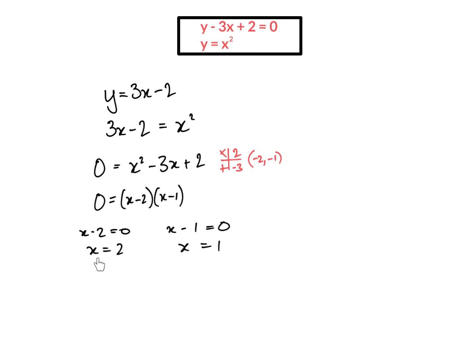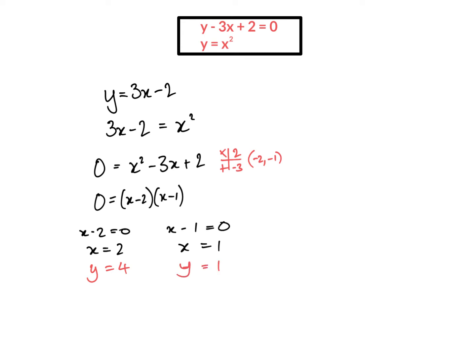So how do we get those values of y? Well, I know x is 2. Simply go back to the rearranged linear equation. y equals 3x minus 2. Now if x is 2, y equals 3 twos minus 2. So 6 minus 2, y equals 4. And going back to here, if x is 1, well, what happens to y? Well, y is equal to 3 times 1 minus 2. So 3 minus 2 is 1. So y is equal to 1.